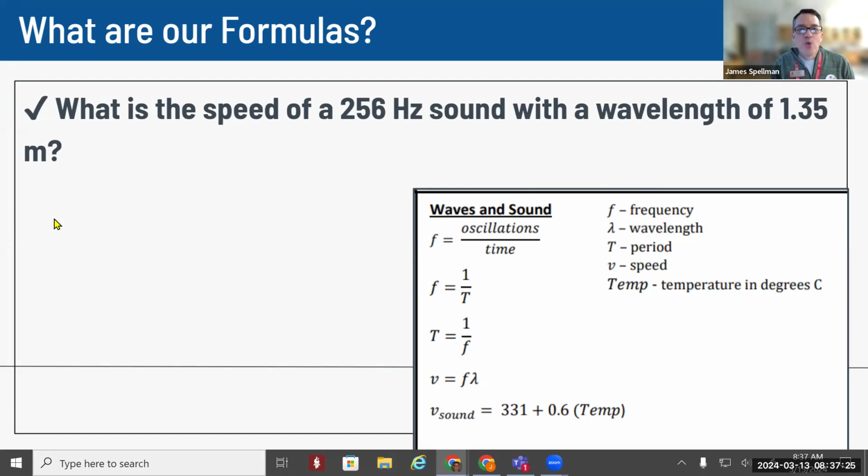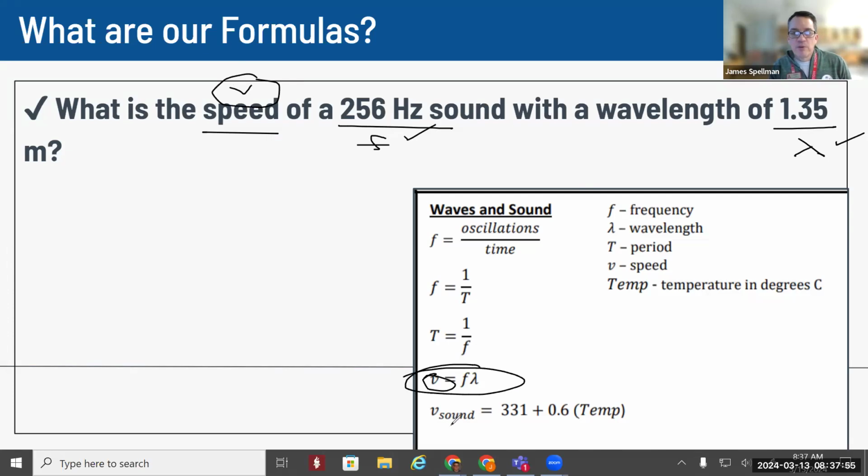All right, so next one. What's the speed of 256 hertz sound with a wavelength of 1.35 meters? So again, we're looking for what's the speed. That's going to be our velocity. So we're trying to solve for v, right? 256 hertz, that's a frequency. And wavelength of 1.35, that's our lambda, the chicken leg upside down y. So I need to solve for v. I know f and I know lambda. That's going to use this formula down here. And looks like all I need to do is multiply f times lambda together, because to get v, that's all that I do. So I just do 256 times 1.35. That's going to give me my velocity.